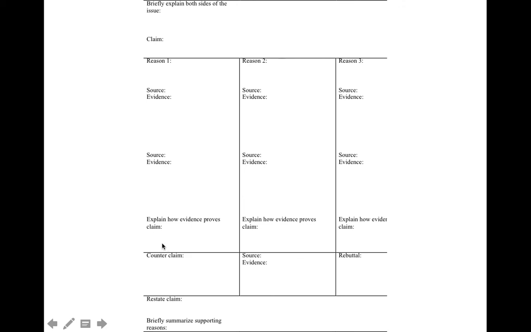Okay, so then if you take a look here at the bottom, your counterclaim, that's the counter argument. So if up here you wrote that Tom Robinson is innocent, the counterclaim would be the opposite. Tom Robinson is guilty. Why would somebody say that Tom Robinson is guilty? And the rebuttal goes back to your claim. Tom Robinson is not guilty because, and then you would have to find an additional reason why.